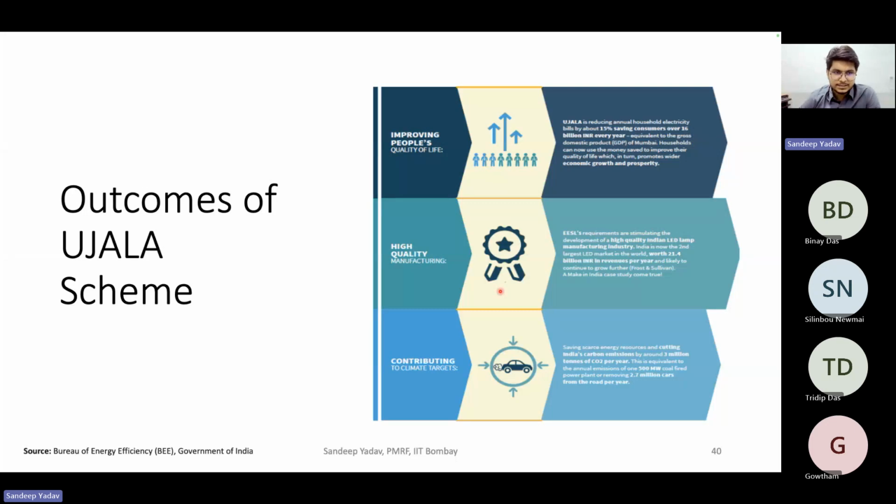EESL, the providing agency for the LED bulbs, is driving high quality Indian LED lamp manufacturing in India. India is now the second largest LED market in the world. Third is contributing to the climate target, saving scarce energy resources and cutting down India's carbon dioxide emissions by 3 million tons of CO2 per year. This is equivalent to the power of a power plant or removing 2.7 million cars from the road per year. So that's a huge impact that the Ujala scheme has had on the Indian energy sector.